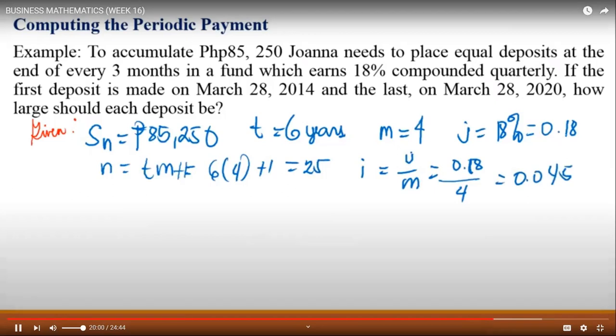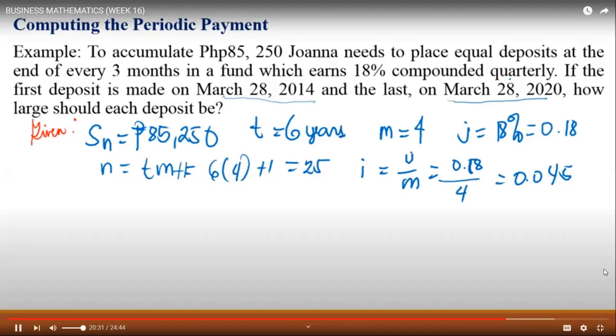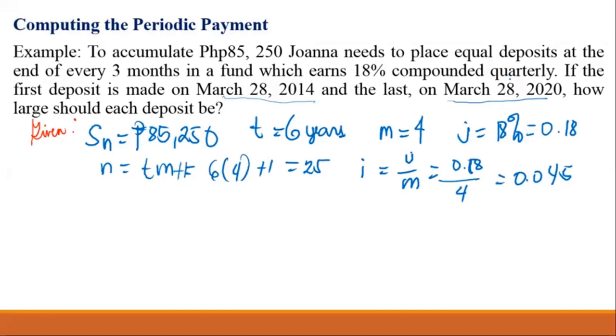So now let us examine the computation of time. That is from March 28, 2014 to March 28, 2020, covering a 6-year period. So Joanna started to make her quarterly deposits, kasi nga compounded quarterly, on March 28, 2014. So we need to add one quarter period on to time.